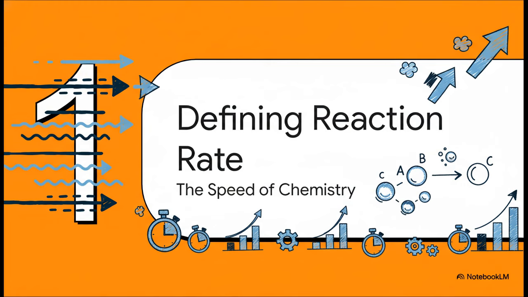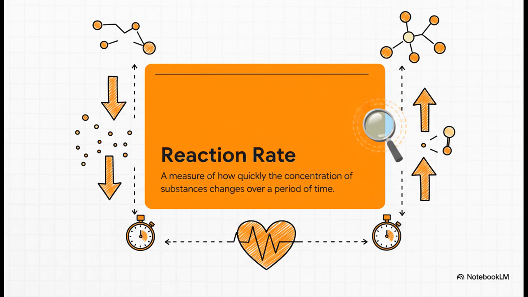First up, we've got to get a handle on what the source means by speed or velocity. In the world of chemistry, we just call this the reaction rate. And this is the starting point for everything else. Put simply, the reaction rate is exactly that. It's a measurement of speed. It tells us how fast the ingredients we start with, the reactants, are getting used up, or how fast the stuff we end up with, the products, is showing up. It's pretty much the heartbeat of a chemical reaction.